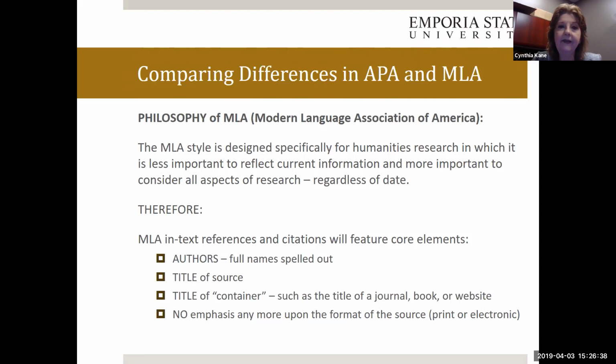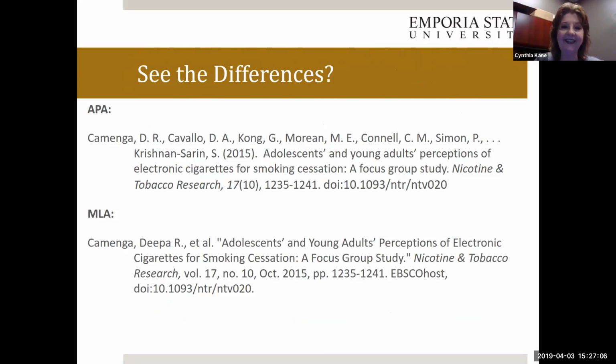And unlike previous editions, in MLA, we don't put an emphasis anymore upon the format. So you don't have to say whether it's a print resource or a web resource. Again, the focus is more upon the authors, the title of the source, the title of the container, such as the title of the book, journal, or website, and then, of course, the other information that you put in, such as the dates, page numbers of articles, and so forth. So there is quite a difference between the two. Let's look at the differences.